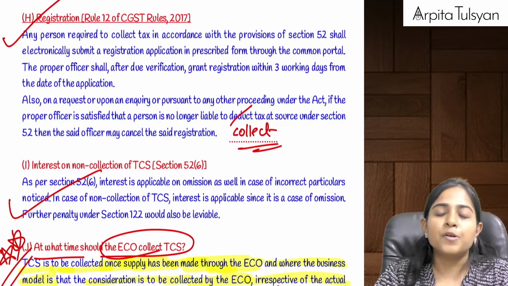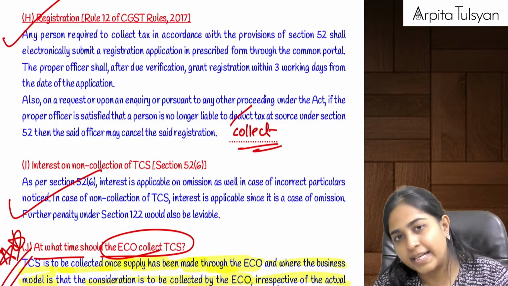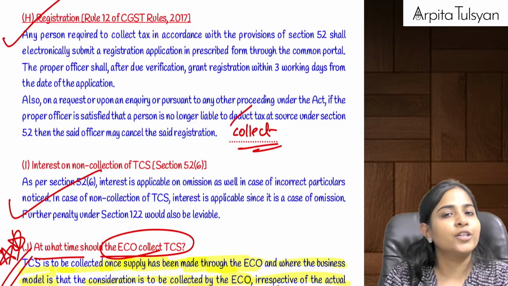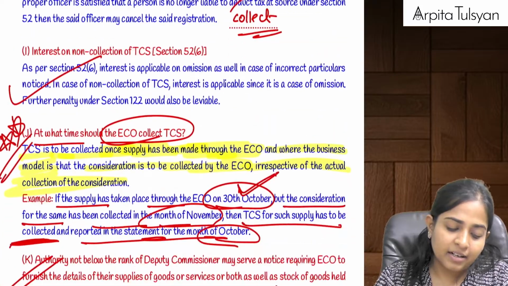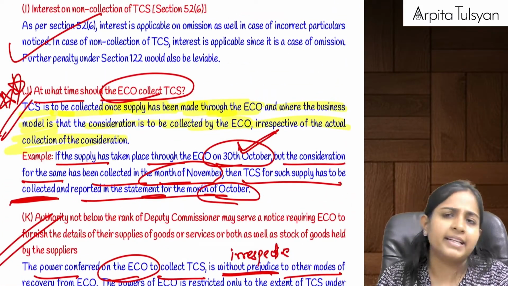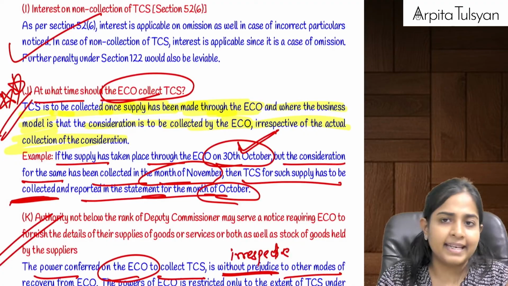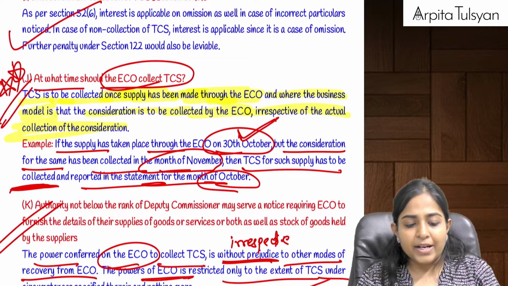Okay, then the persons who were required to collect the TCS are required to get themselves registered as a tax collector. They will have to apply for registration on the GST portal. They will be granted the registration within a time period of 3 working days, and later if they feel that they are not at all liable to collect the TCS or deduct the TDS, then they can apply for cancellation of their registration. Are you clear with this?